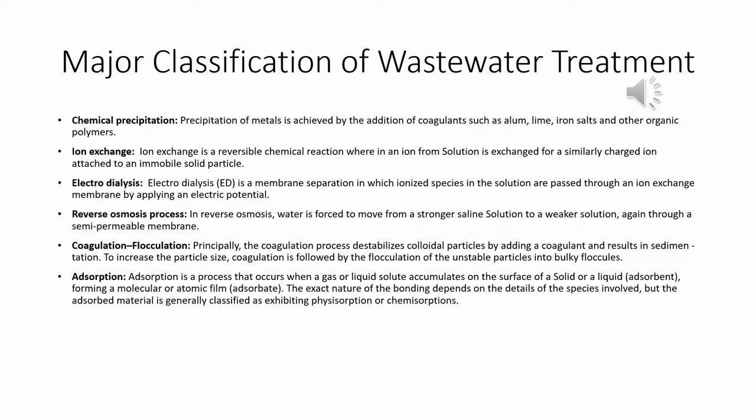Now we'll discuss the major classification of wastewater treatment. There are six major classifications of wastewater treatment. Number one, chemical precipitation. Number two, ion exchange. Number three, electrodialysis. Number four, reverse osmosis process. Number five, coagulation, flocculation, and number six, adsorption. Adsorption is a process that occurs when a gas or liquid accumulates on the surface of a solid or liquid, forming a molecular or atomic film. The exact nature of the bonding depends on the details of the species involved, but the adsorbed material is generally classified as exhibiting physisorption or chemisorption.